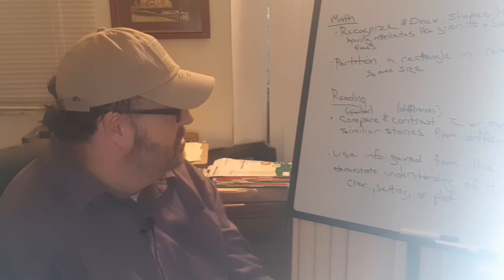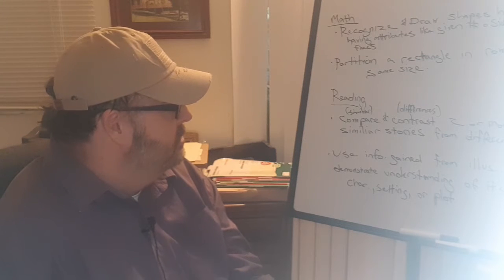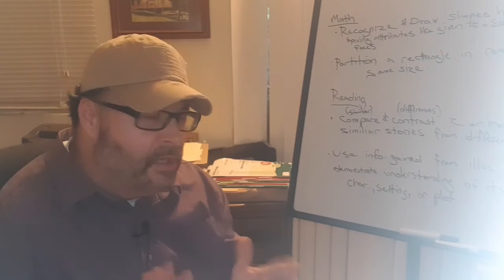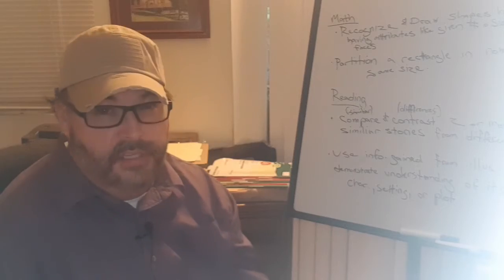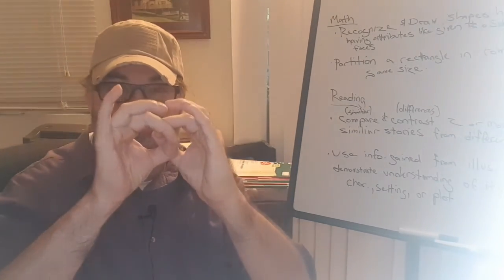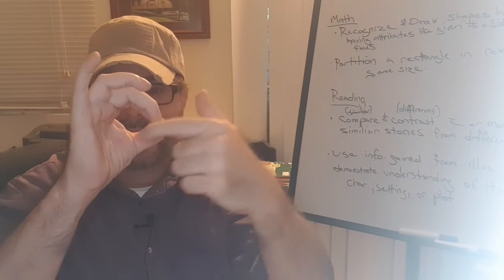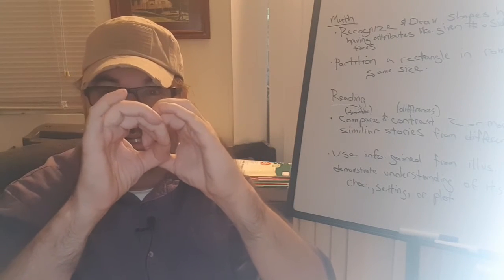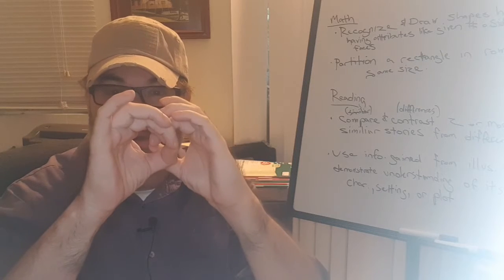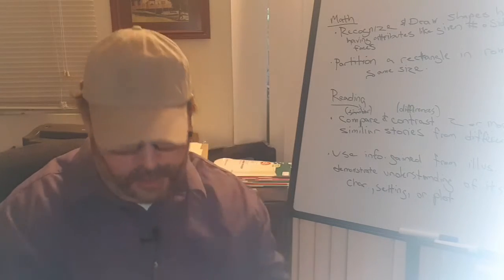Reading, something that's kind of new we're going into. Compare and contrast. So compare is the similar ways. Contrast is the differences. Venn diagram, easiest way of doing it. They know how to do it. Two circles connected. What's in the middle is what's similar. What's on the outside is the two different stories. One story here, one story here.